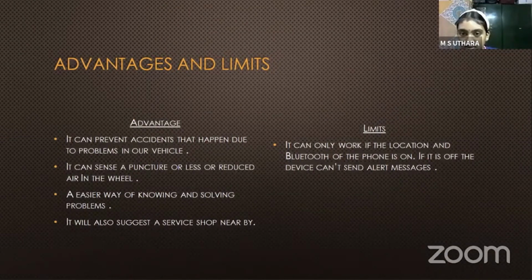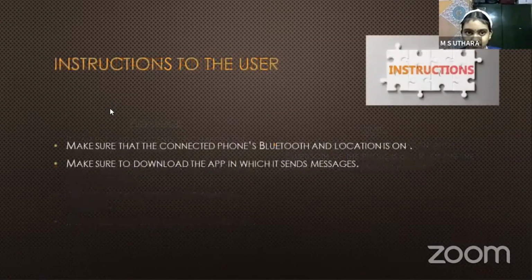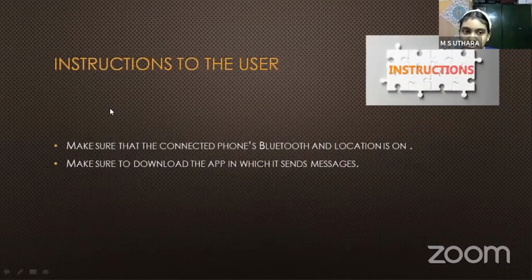There are limits for this. It can only work if the location and Bluetooth of our phone are on. If not, the device can't send alert messages. So the instructions to the user are to make sure that the phone's Bluetooth and location are on, and also download the app through which it can send alert messages.